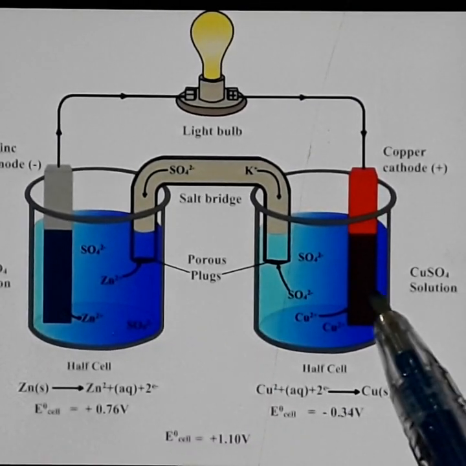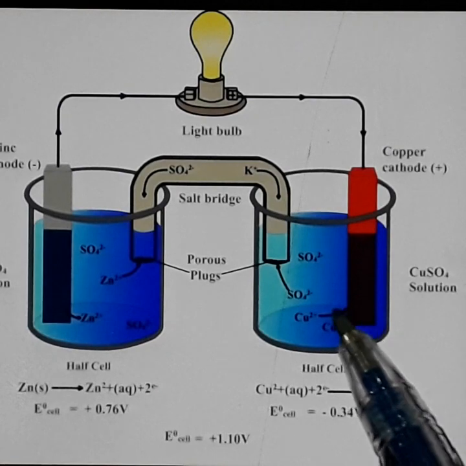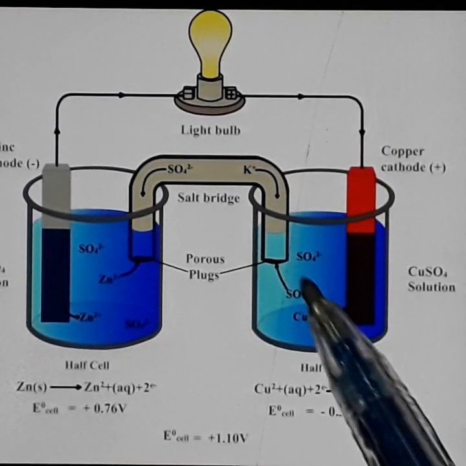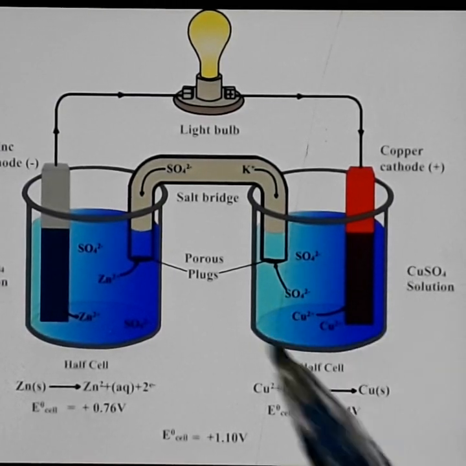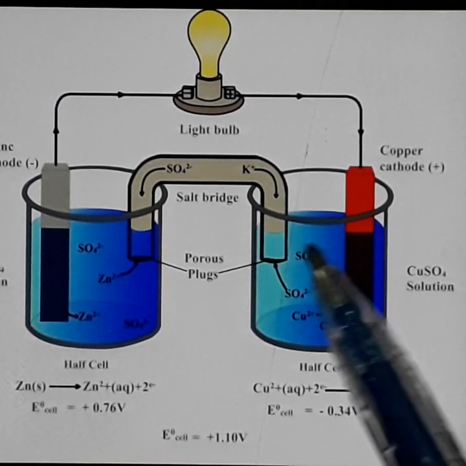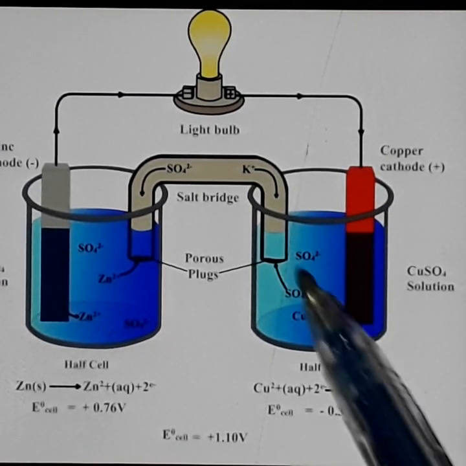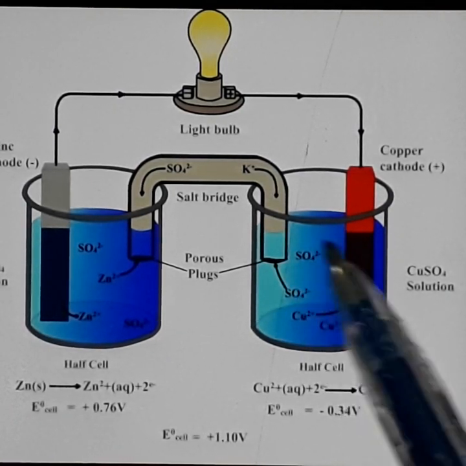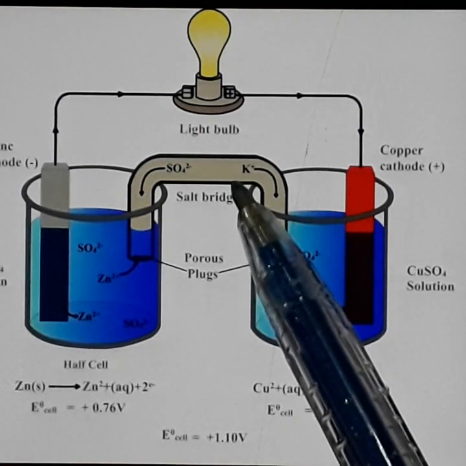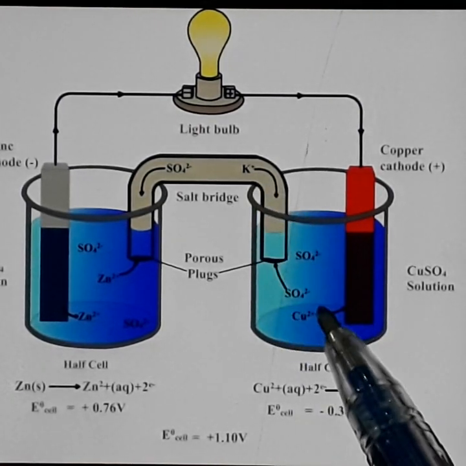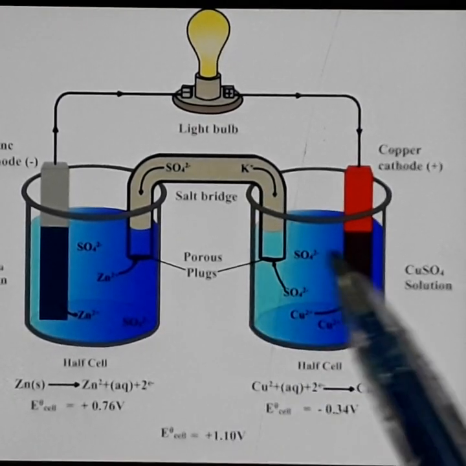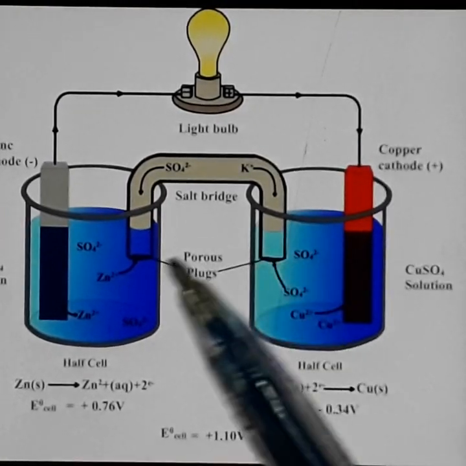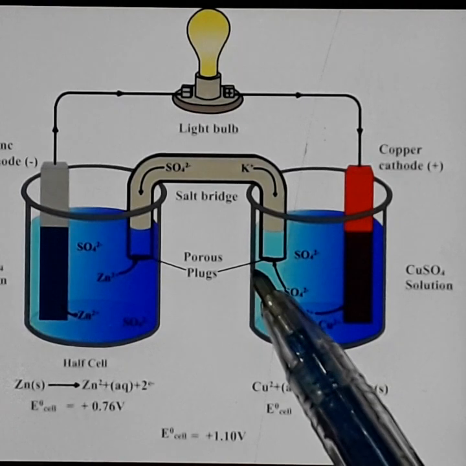And here also, see, what is happening to the copper ion? It is getting reduced. So because of that, the concentration of the negative ion, the sulfate ion in the solution, will increase. Now that negative ion will get neutralized by the positive ion coming from the salt bridge. So this is how your salt bridge serves its purpose. So it maintains the electrical neutrality of the solution.